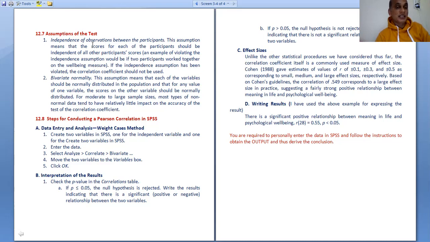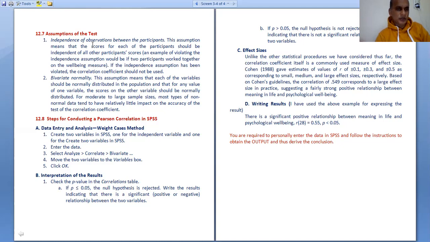Bivariate normality basically means that the variables are normally distributed in the population, and for any value of one variable, the scores of the other variable should be normally distributed. So for any value of a given variable, the other variable will have values that are normally distributed. This type of bivariate normality is another assumption in conducting this correlation test.